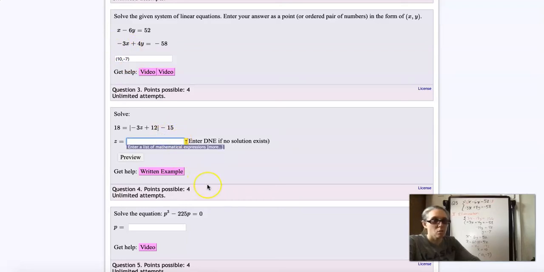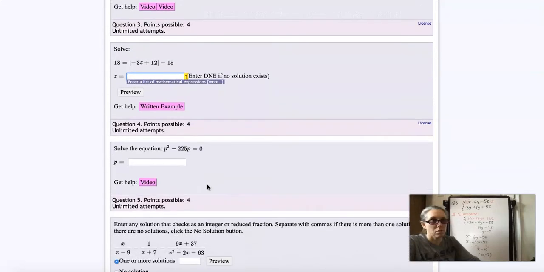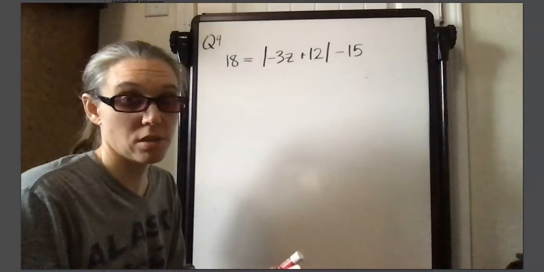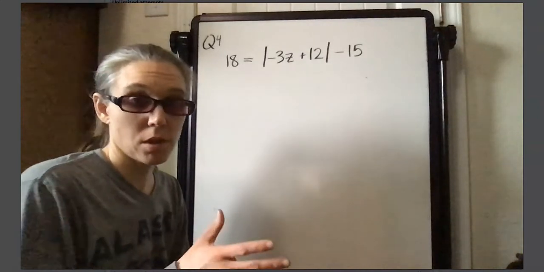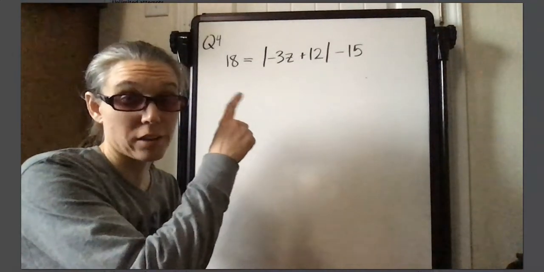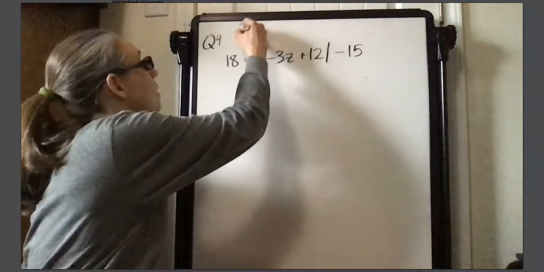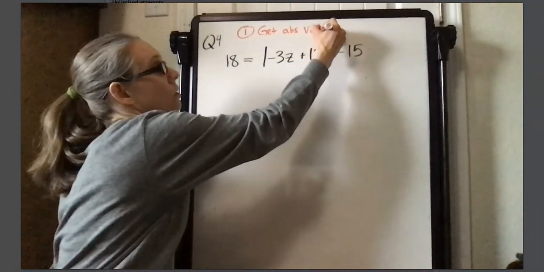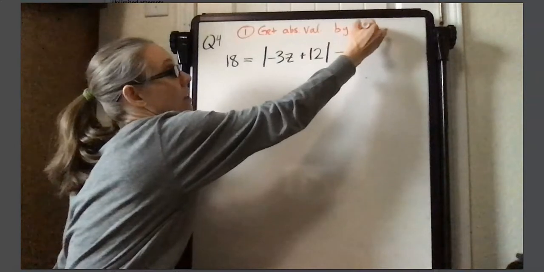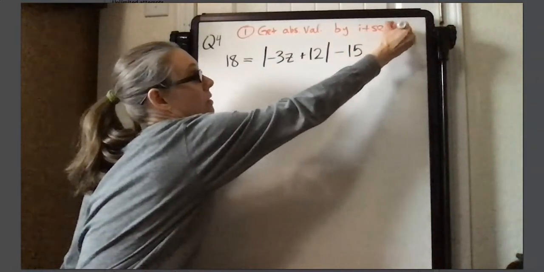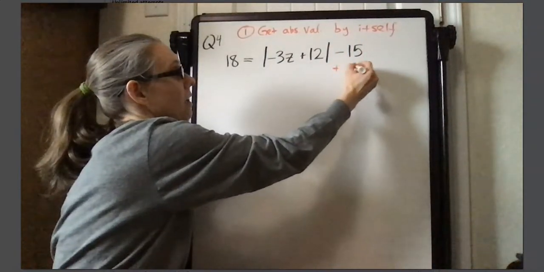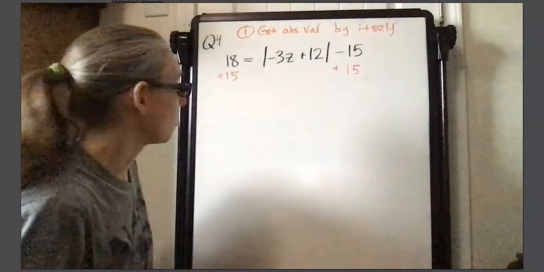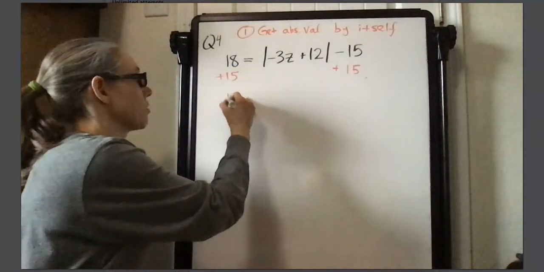Okay, question number 4. This is an absolute value equation, and I'm going to put this one also up on the board. So here's question number 4. The first thing you want to do for an absolute value equation, step 1, is to get the absolute value by itself. Okay, we want to get it all by itself. So that means I need to add 15 to both sides. So when I add 15 to both sides, I end up with, I'm going to rearrange this.